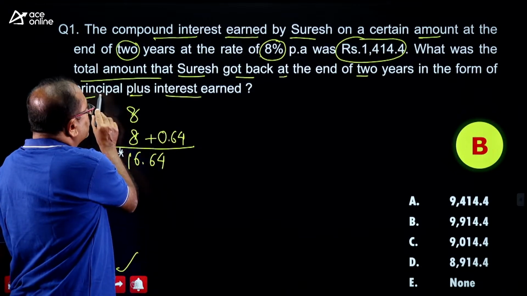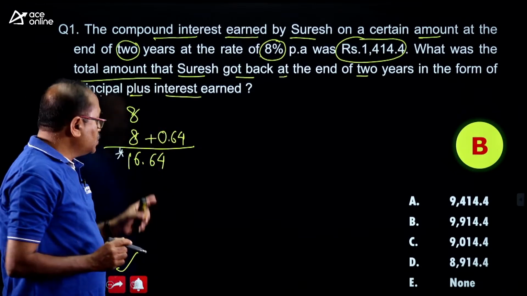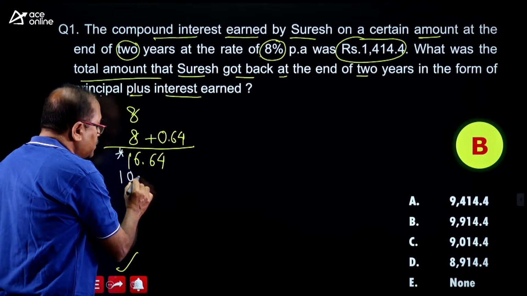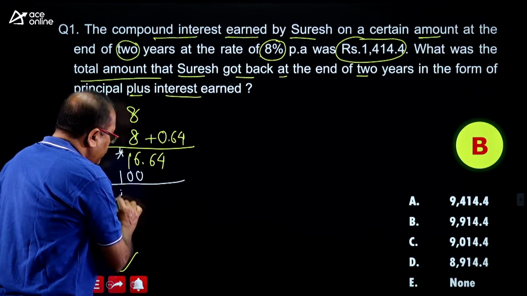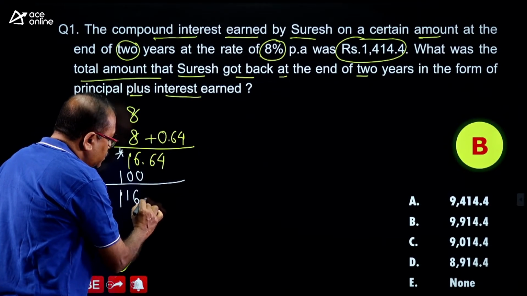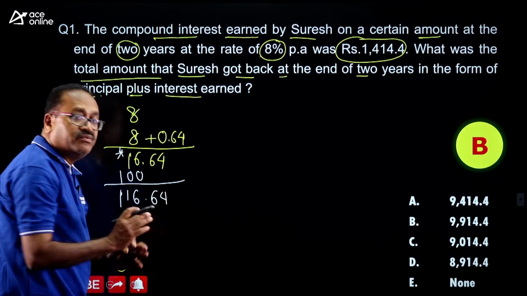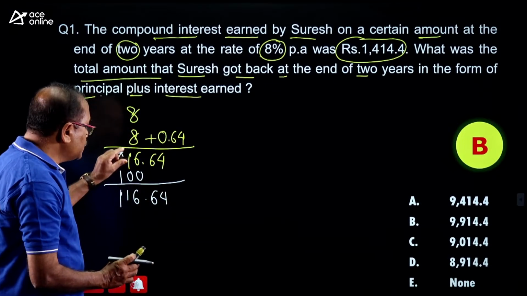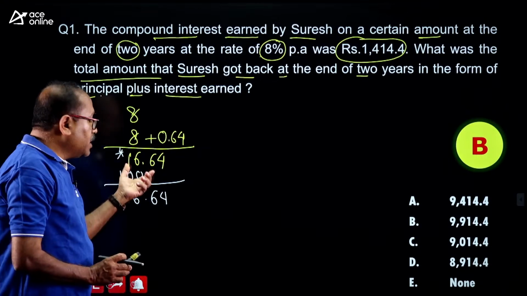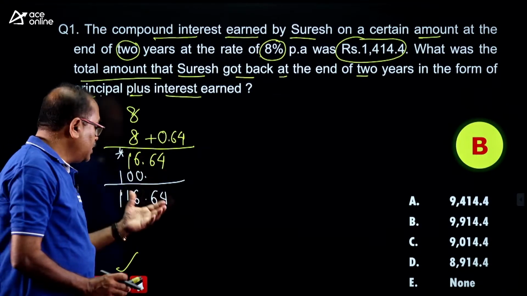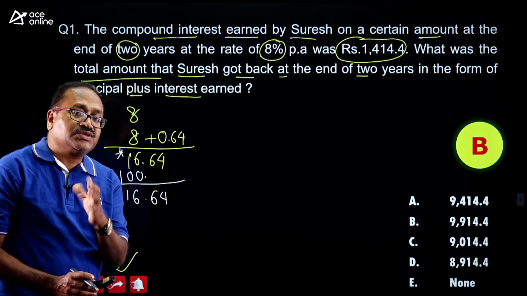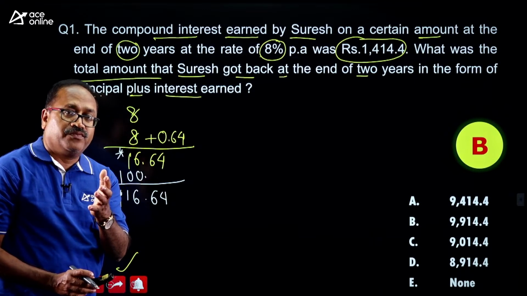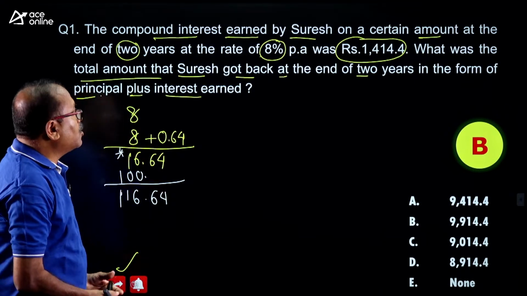What is my requirement? My requirement is the principal plus interest. So this is the interest. If I add the principal, which is 100%, then 116.64% will be the amount, that is principal plus interest. I have 16.64%. I need to find out 116.64. Hope it's very clear to all my friends.